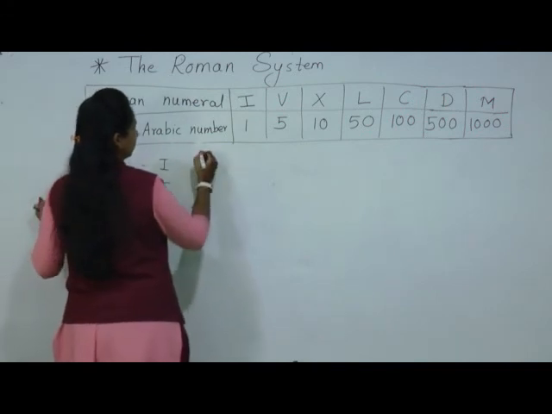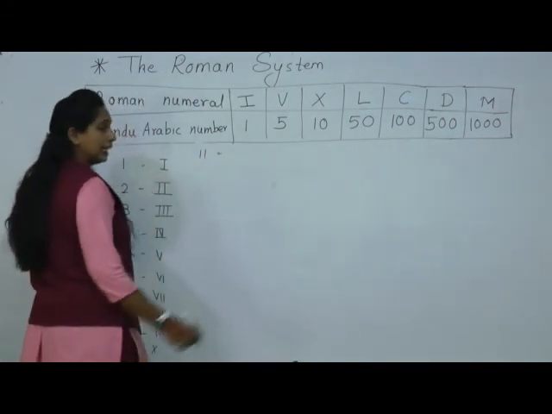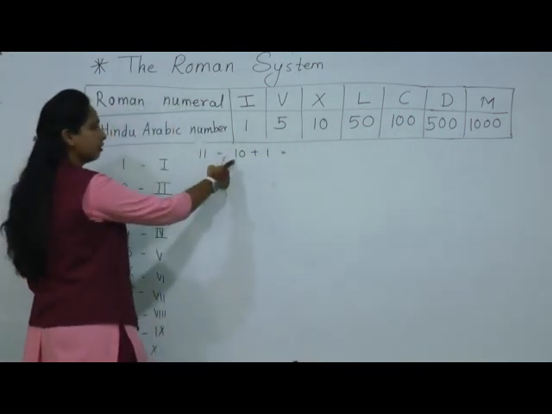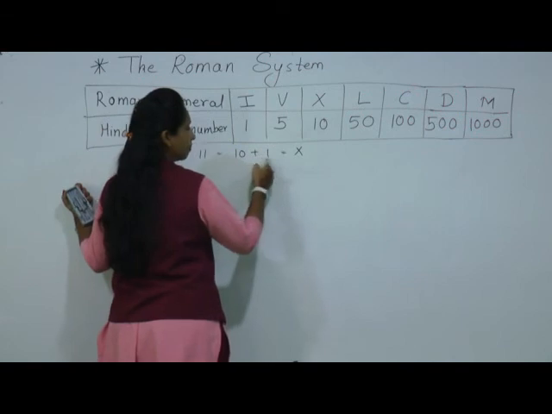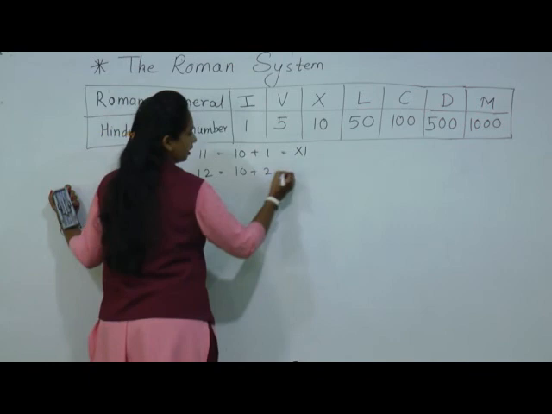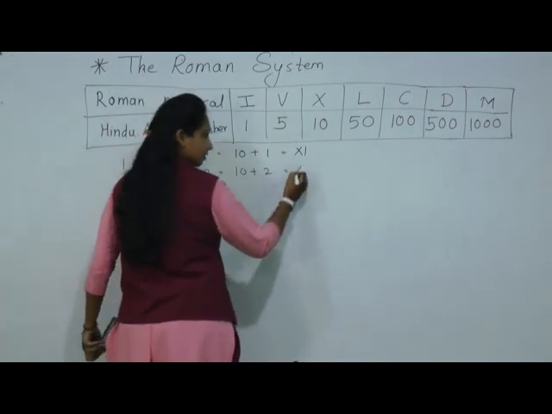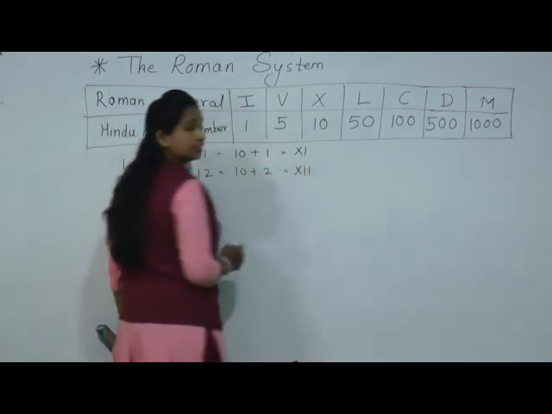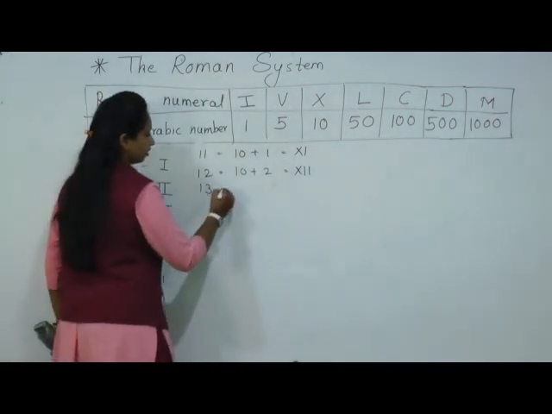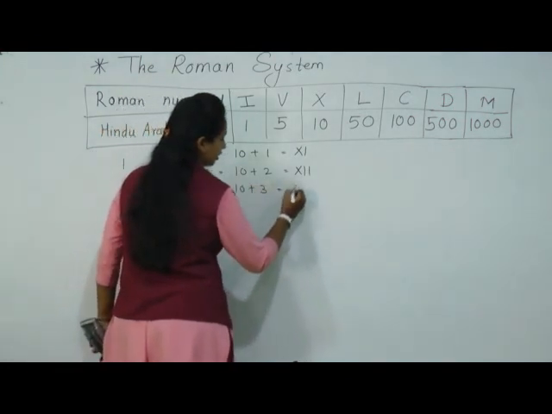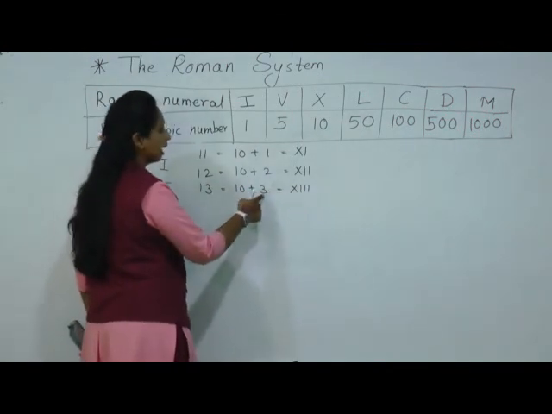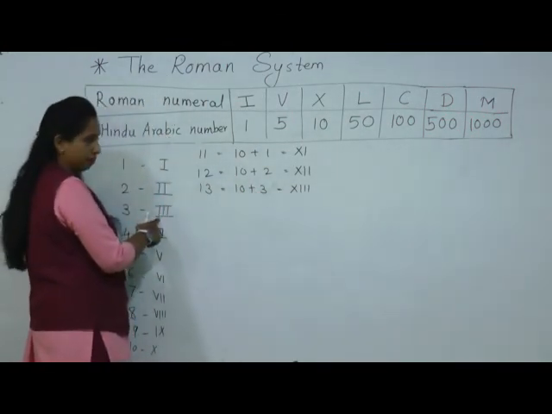Now what about 11? Okay? 11 means 10 plus 1, isn't it? Now 10 is represented as X, 1 is represented as I. Now 12. 10 plus 2 is 12. So 10 is represented as X, 2 is represented as double I. You can see here. Okay. Now what about 13? 10 plus 3 is 13. So X triple I, because 10 is represented as X and 3 is represented as triple I.